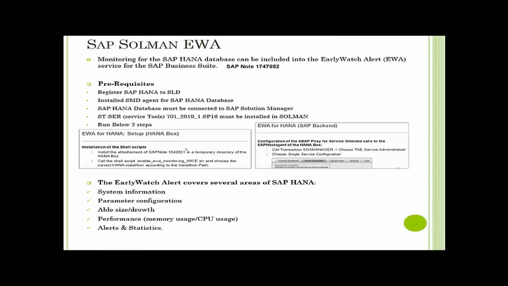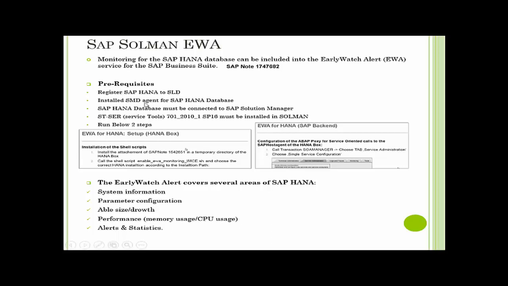To set up this connection, there are certain prerequisites which are to be met. Firstly, we have to register the SAP HANA database to SLD so that the information about the HANA database is sent to the SLD system. This can be done using the command line tool or using the lifecycle management option available in HANA Studio.